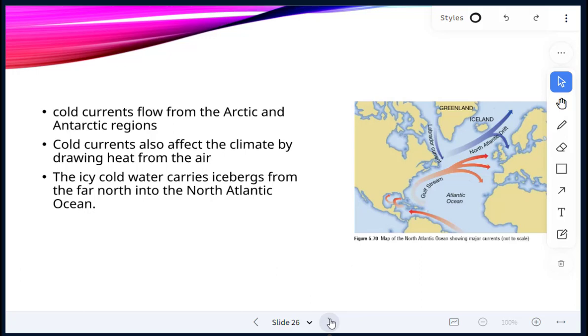These systems produce breezes that alter the processes of evaporation and condensation near the shoreline. Cold currents will flow from the Arctic and Antarctic regions. These cold currents also affect the climate by drawing heat from the air. The icy cold water will carry icebergs from the far north into the North Atlantic Ocean.